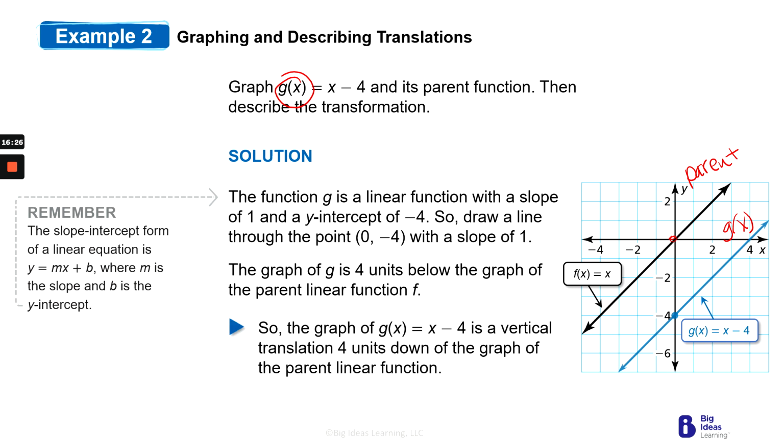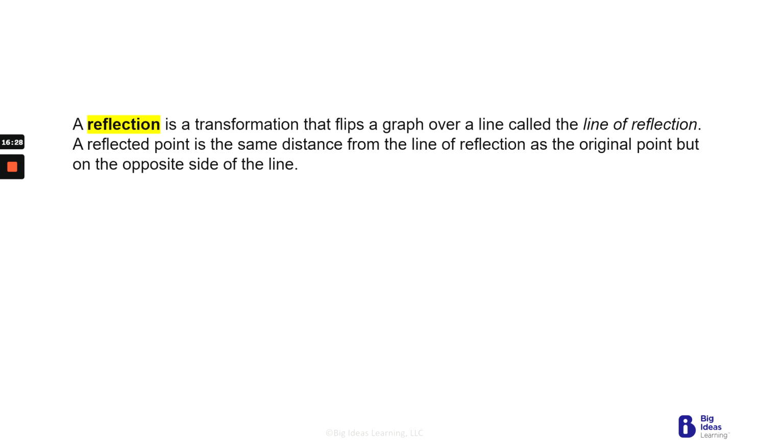All right, example 3 is going to be an example of a reflection. A reflection is a transformation that flips the graph over a line called the line of reflection. A reflected point is the same distance from the line of reflection as the original point, but on the opposite side of the line. So we typically reflect over the x-axis or the y-axis, but you can really reflect over anything. You can reflect over y equals x. That's how you actually do inverses. You could reflect over the line y equals 3, if told to do so.